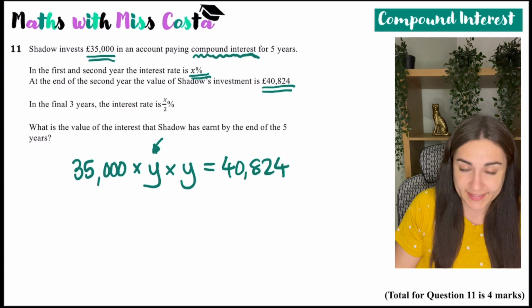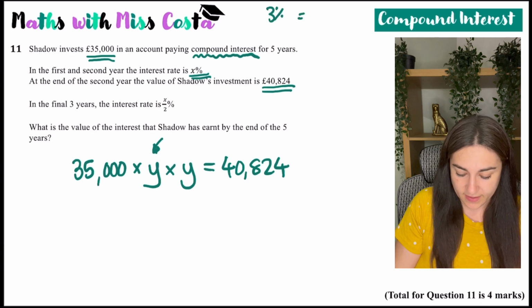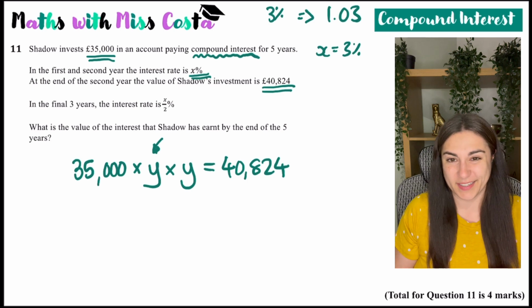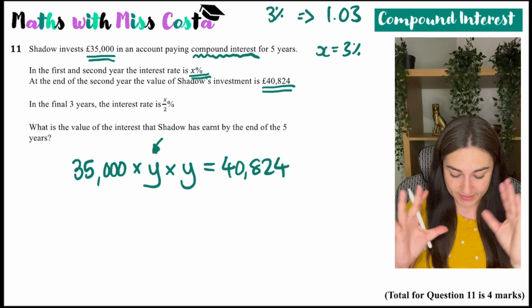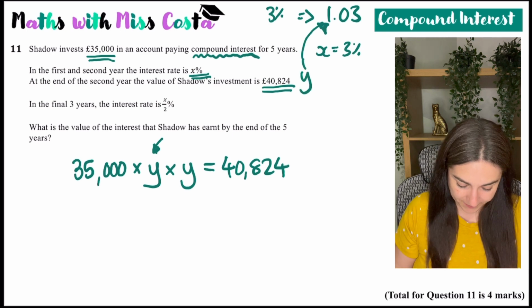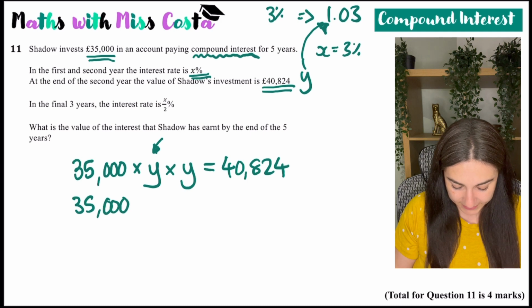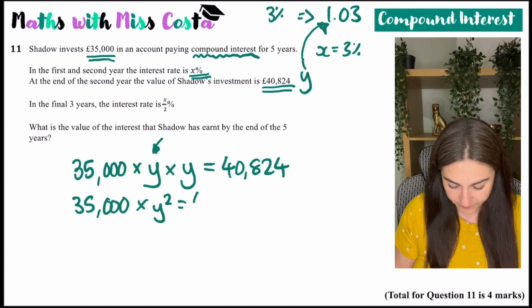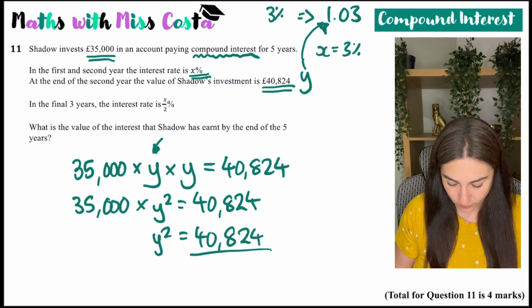So the multiplier, let's say the interest rate was 3%, the multiplier would be 1.03. So X is 3%. I'm not calling it X because it might get a bit confusing. So I'm just calling the whole multiplier Y, and that will be easier to work out the interest rate. So I know that 35,000 times Y squared is 40,824. So Y squared must be 40,824 divided by 35,000.